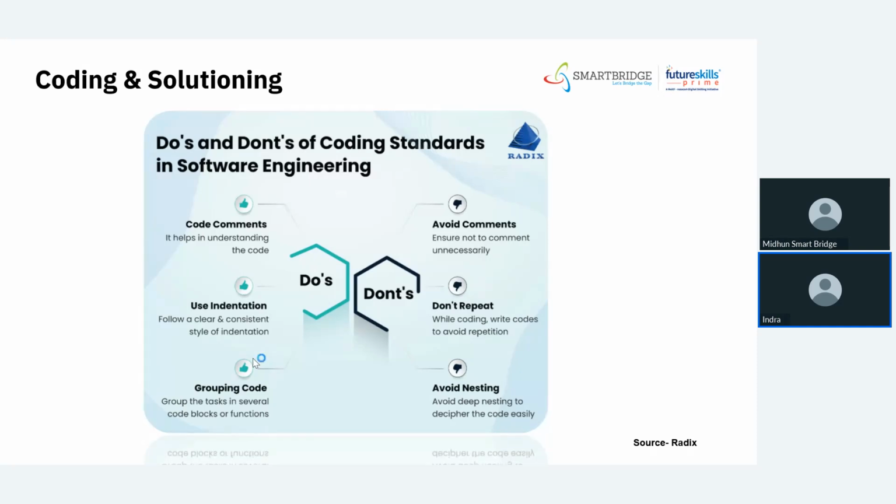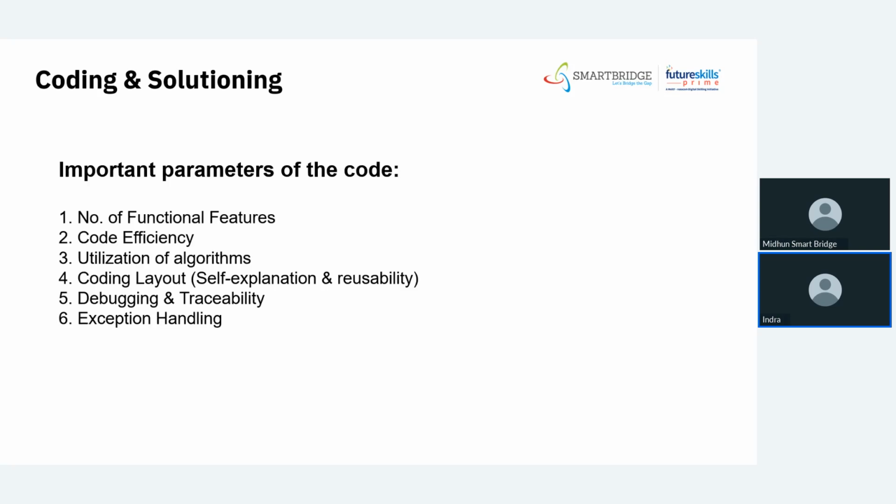Okay. Next, we have something called important parameters of the code. First is the number of functional features. This means how many useful things your program can do. The more useful functions a program has, the better it serves the users. Code efficiency basically means the program should complete its task very quickly and in less memory. A well-written program can run very smoothly without wasting time. And then is utilization of algorithms. Algorithms are step-by-step methods which are used to solve a problem. So a good program picks the best way to solve a problem very efficiently.